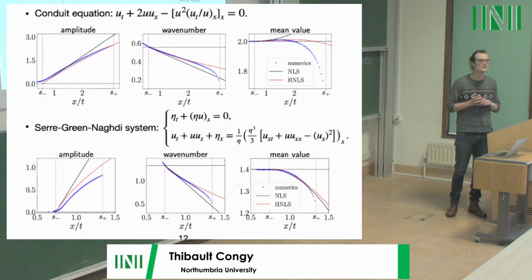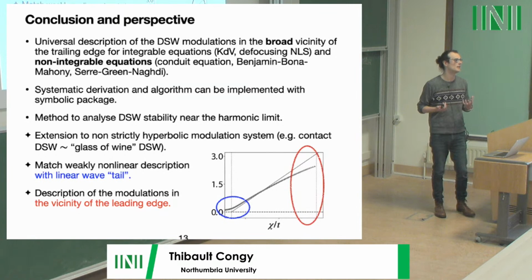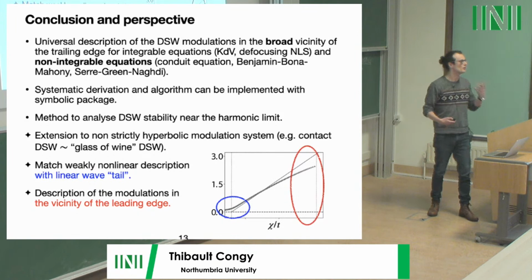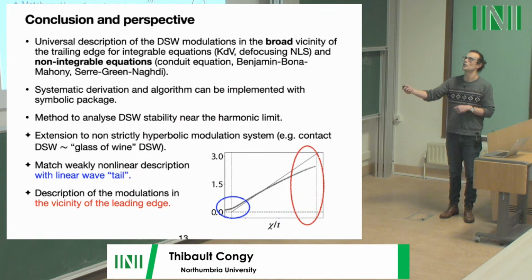Okay, so the conclusion here: I hope I convinced you that we have this universal description, at least close to the trailing edge. And in particular, it's very nice for non-integrable equations, because here you don't have any hope to use the Whitham modulation equation, since you don't have a systematic derivation of the Riemann invariants, and actually you're not even sure that there are Riemann invariants for the Whitham modulation system. I showed you it can be easily implemented in a symbolic package.